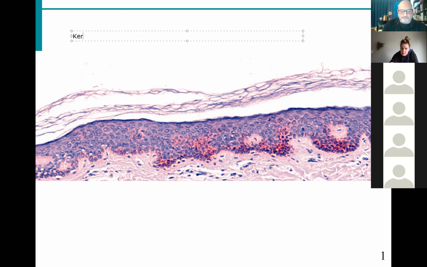Keratinized. Stratified. Stratified squamous. On this epithelial tissue.